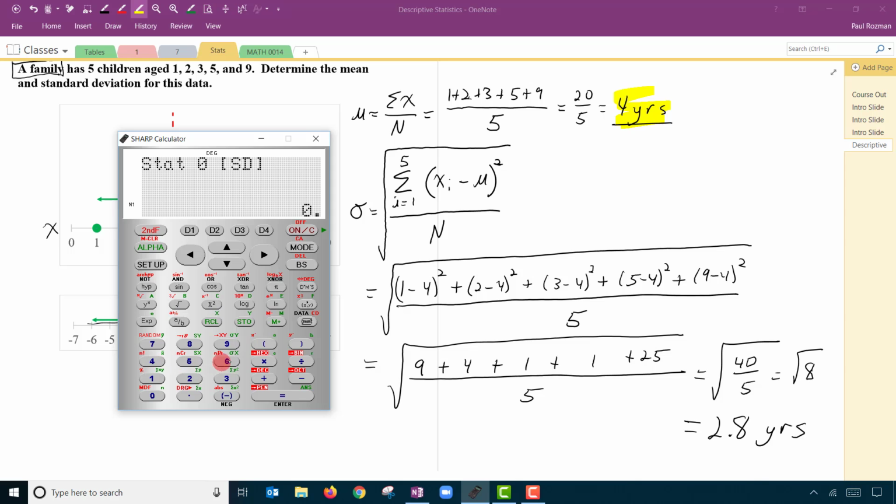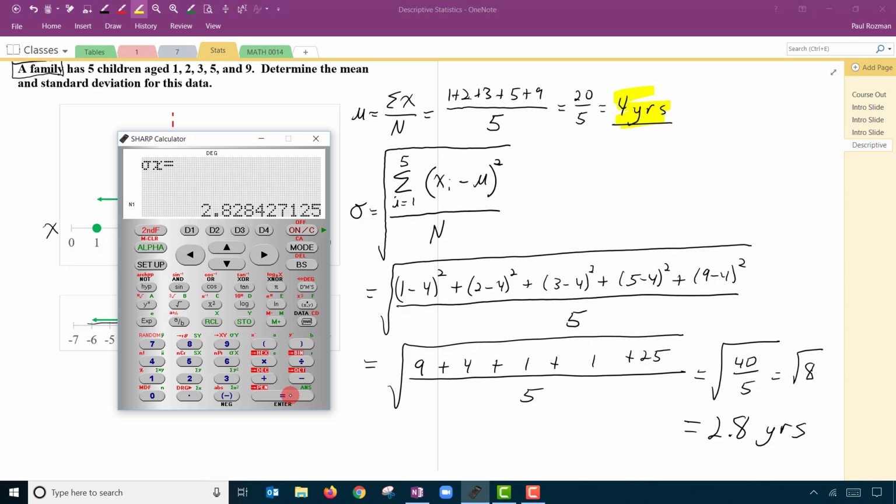So basically this row, 4, 5, and 6 are our important buttons. So alpha 6 will give us our population standard deviation. Alpha 6, and it gives you this weird sigma with a subscript x. And hit equal, and there it is, 2.8 years.